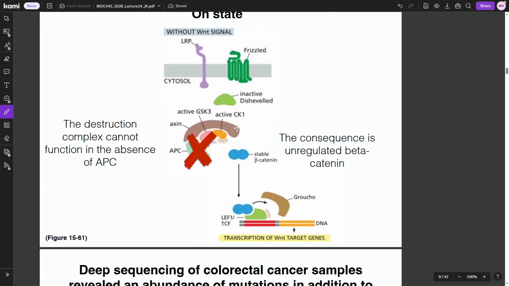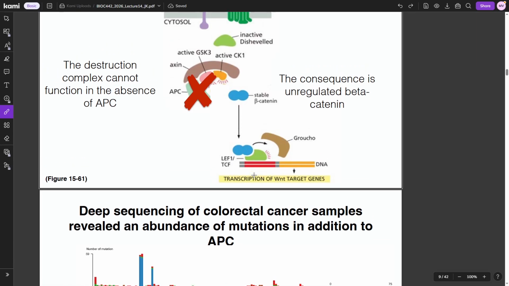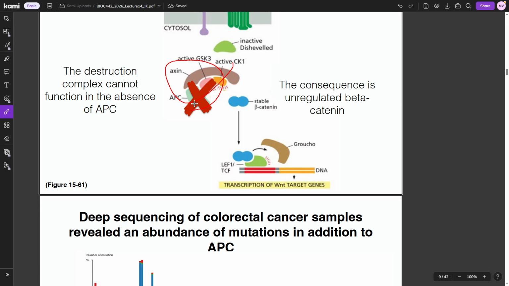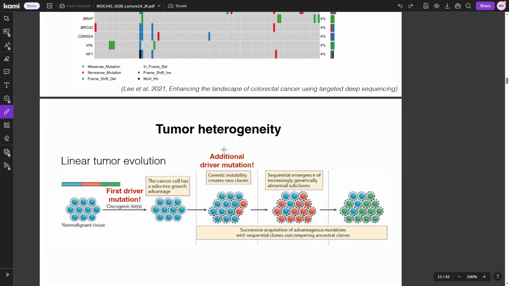But yeah, I mean, this should make sense, right? When APC is mutated, this complex never forms, so you never degrade beta-catenin, and so you just get this consistent activation. So, yeah, this complex that degrades beta-catenin doesn't work, and so you just get a bunch of cancerous tissue forming, so.